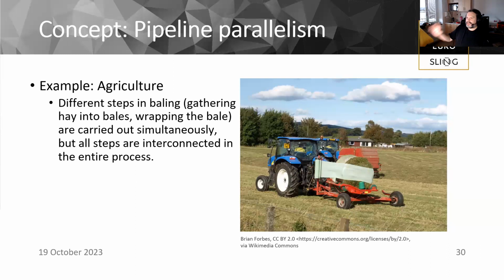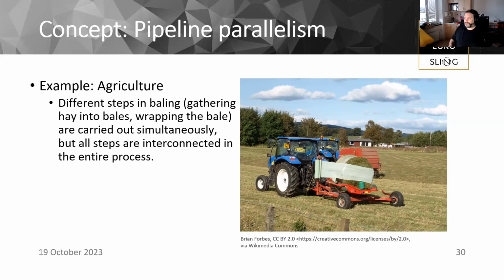So for example, here again in agriculture, we have baling. Baling is the process of gathering hay into bales, wrapping the bales and putting them down. These are carried out simultaneously, but all steps are interconnected. So if you have this baler, what it does, it scrapes the dry grass, the hay, and then it's pushing it in, and then it's already rolling it. It never stops. Okay, so this is a very short pipeline. Important is that these tasks, like grabbing the hay, squeezing the hay, and wrapping the hay, are done in a particular order.